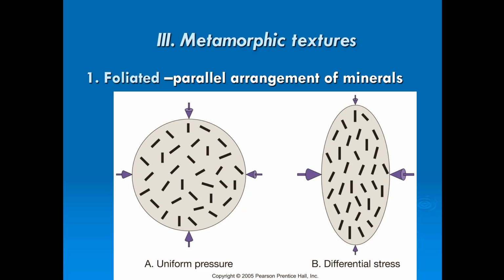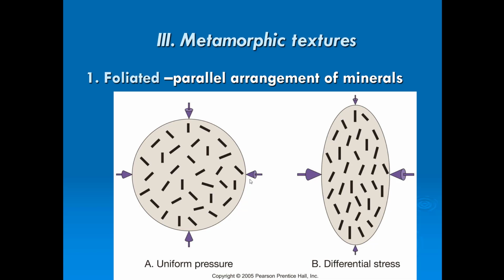Foliated texture occurs when there is visible alignment of minerals. Sometimes that alignment is more subtle, like with slate, and you have very small rotation of clay minerals, and sometimes it's very dramatic, like we see in gneiss. But typically what happens is that you have a rock, and this is supposed to illustrate an igneous rock, because you can see that the crystals or the black rectangles in this rock are very much randomly oriented. You can also see that this is under uniform pressure because all of these purple arrows are the same length.